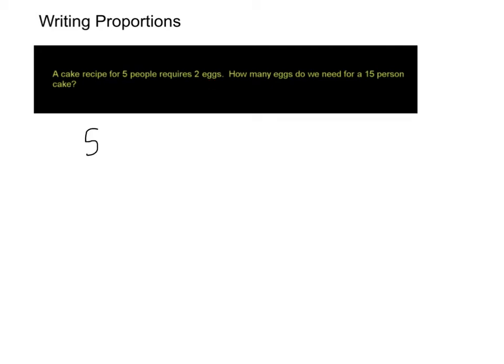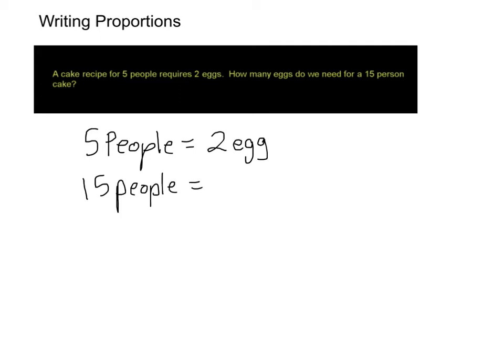Okay, so 5 people requires 2 eggs. How many eggs do we need for a 15-person cake? So for 15 people, how many eggs do we need, right? And so instead of a question mark right there, I'm going to put a variable. How about we put the variable x right here? So our unknown, how many eggs we need, is x.